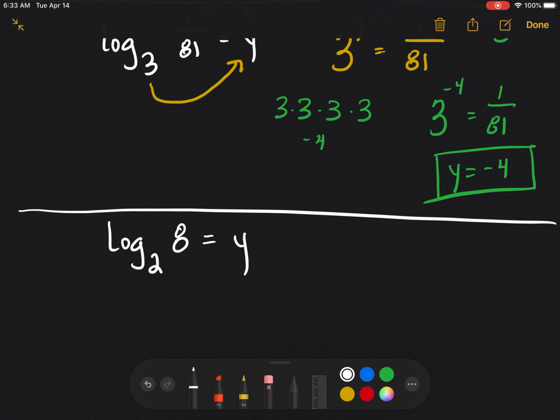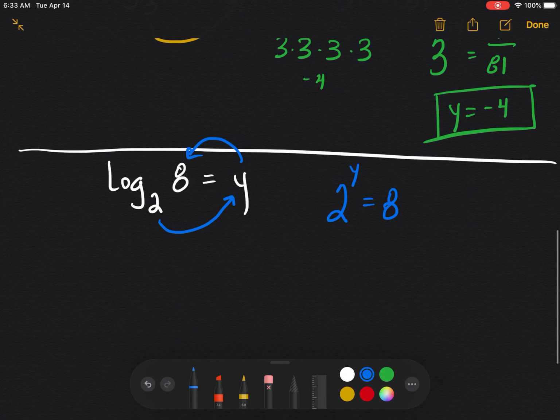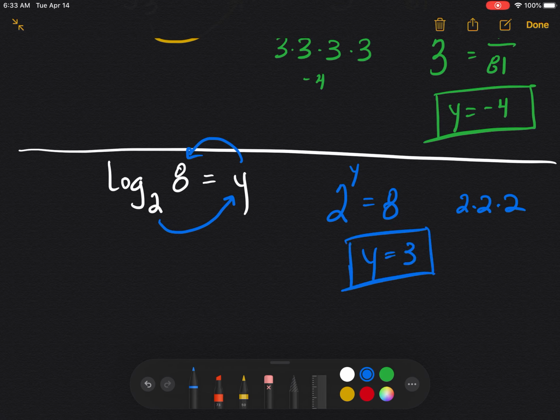So another example would be log base 2 of 8 equals y. So what is the exponent? Well, we have to change it to exponential form. 2 to the y power equals 8. Okay, well, 2 times 2 times 2 is 8. Therefore, y equals 3. Okay, so there's a few simple examples. Some you're going to have to think a little bit harder for, but give it a shot.